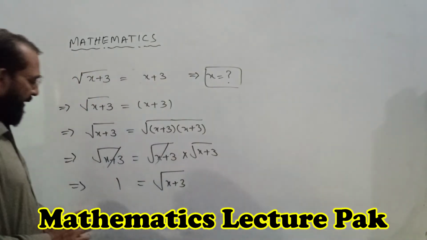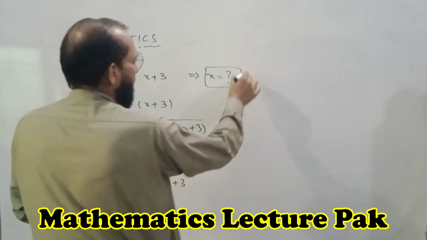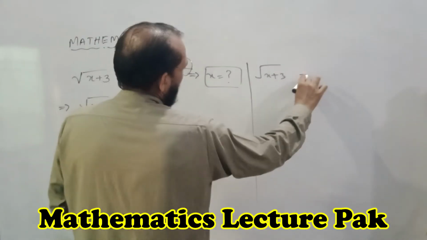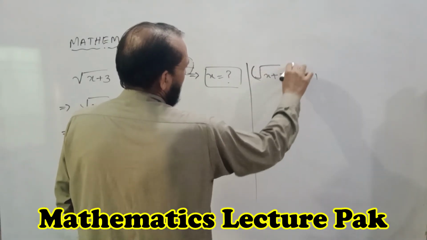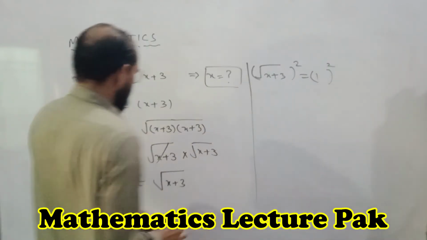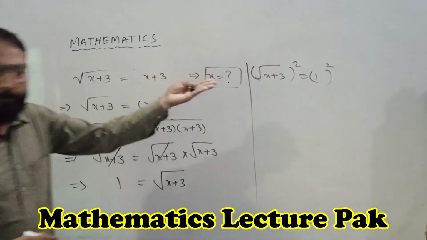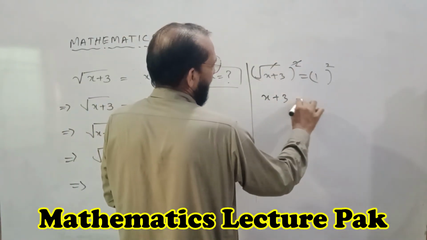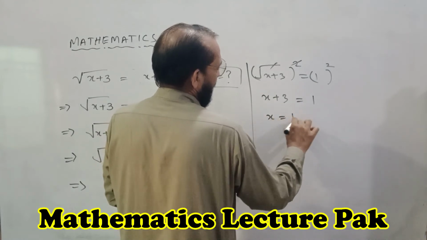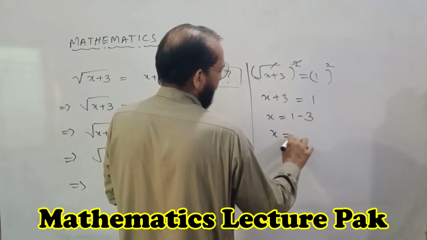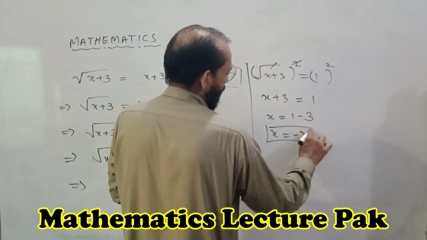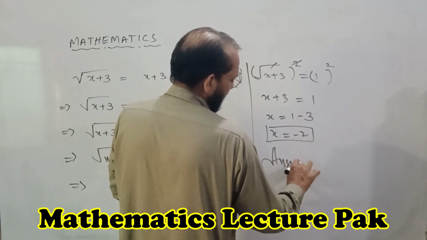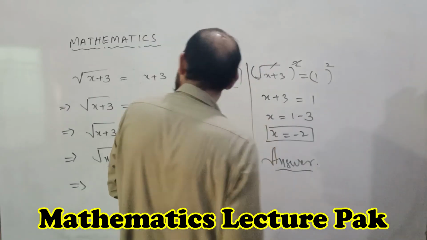Okay, after this we have x plus 3 is equal to 1, squaring on both sides. We can write it and we have to square. We find the value of x. This will be cancelled. 3 is equal to 1, x is 1 minus 3, x is equal to negative 2. Which is the answer of our question?